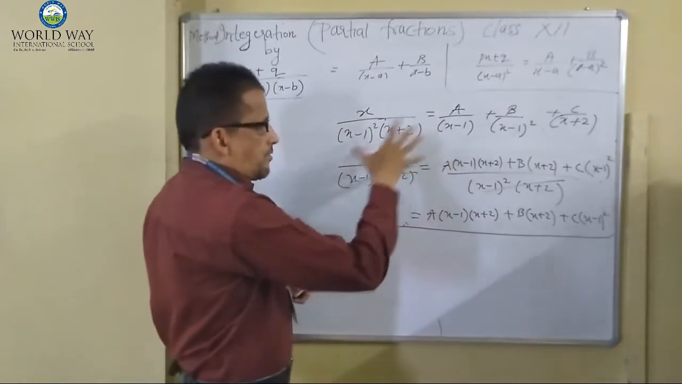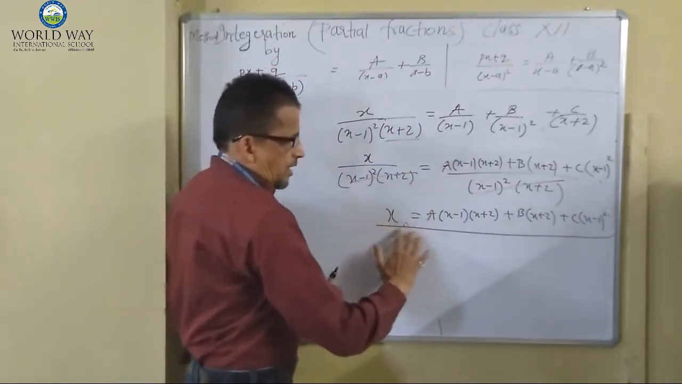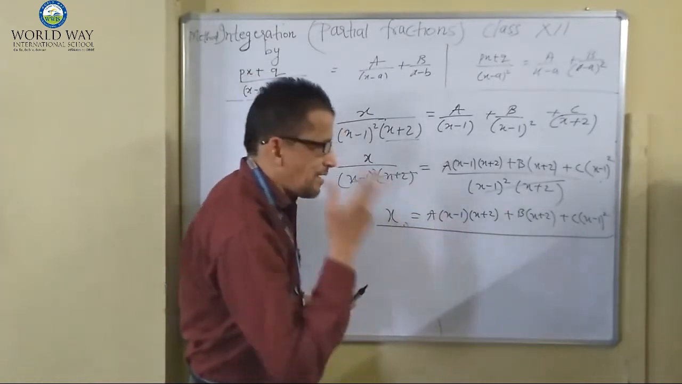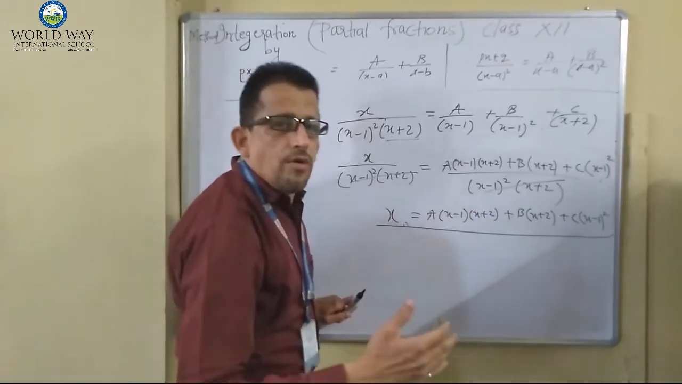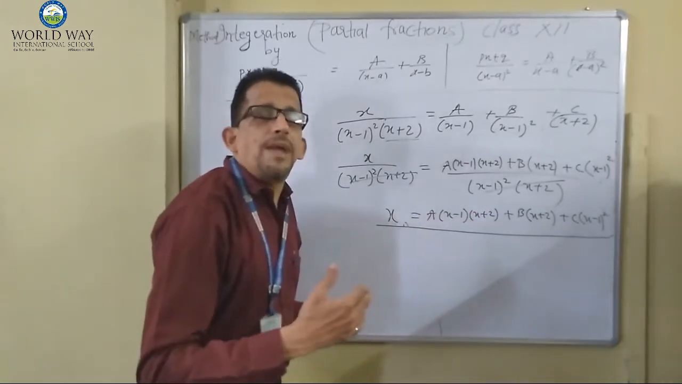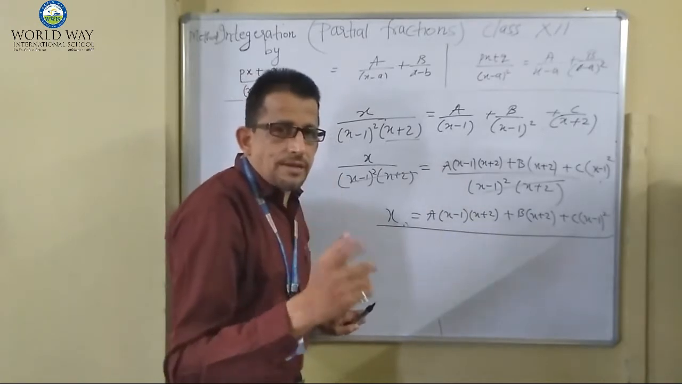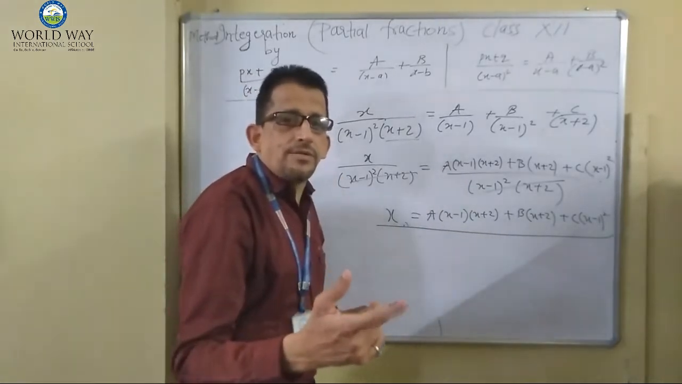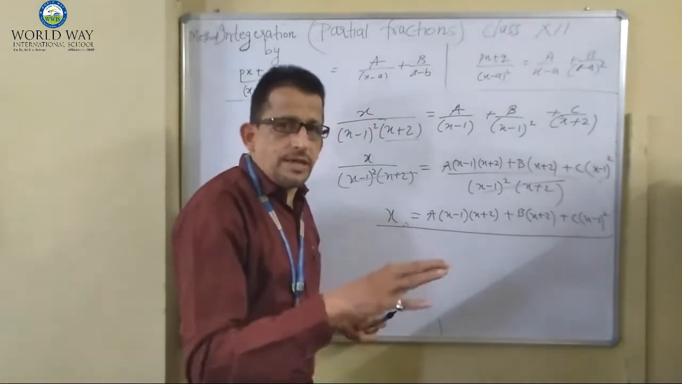Okay? Now, how to solve this? So, take the LCM. And now, look at this. There are two linear factors, x minus 1 and x plus 2. So, follow the method number 1. In the first type of question, what did we do? One by one, we made each linear factor 0 and solved. So proceed like this.